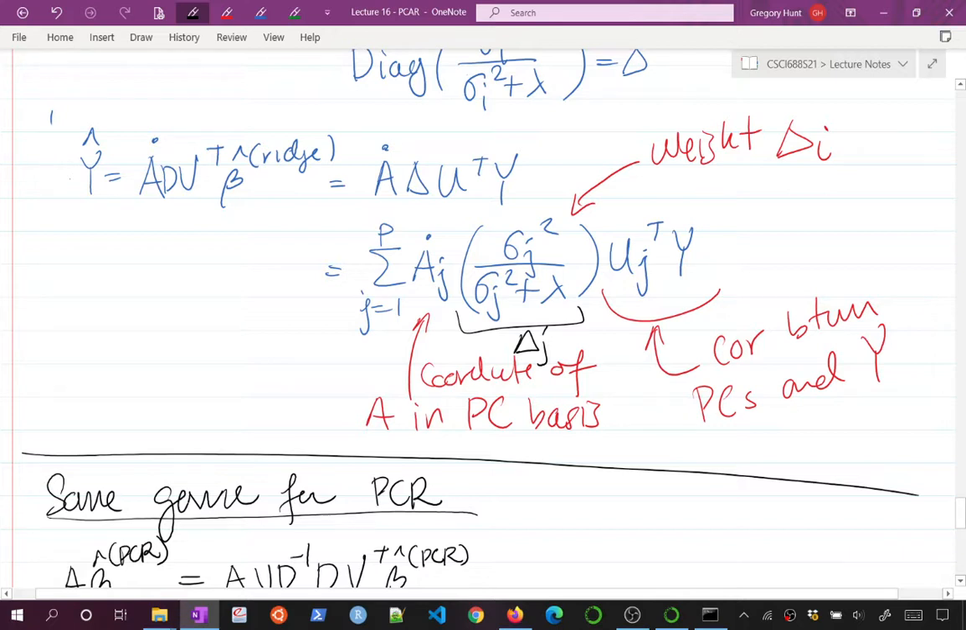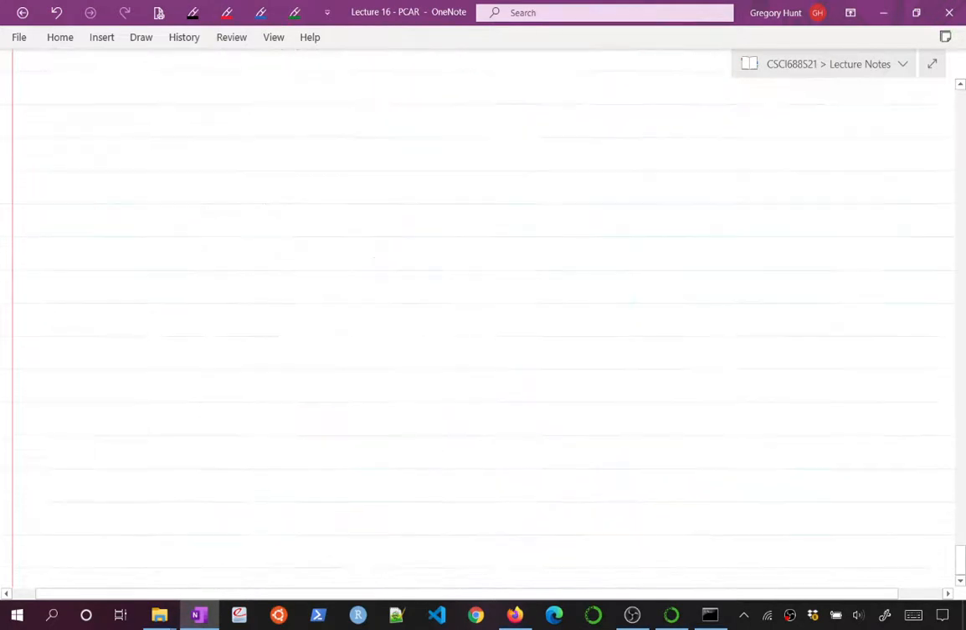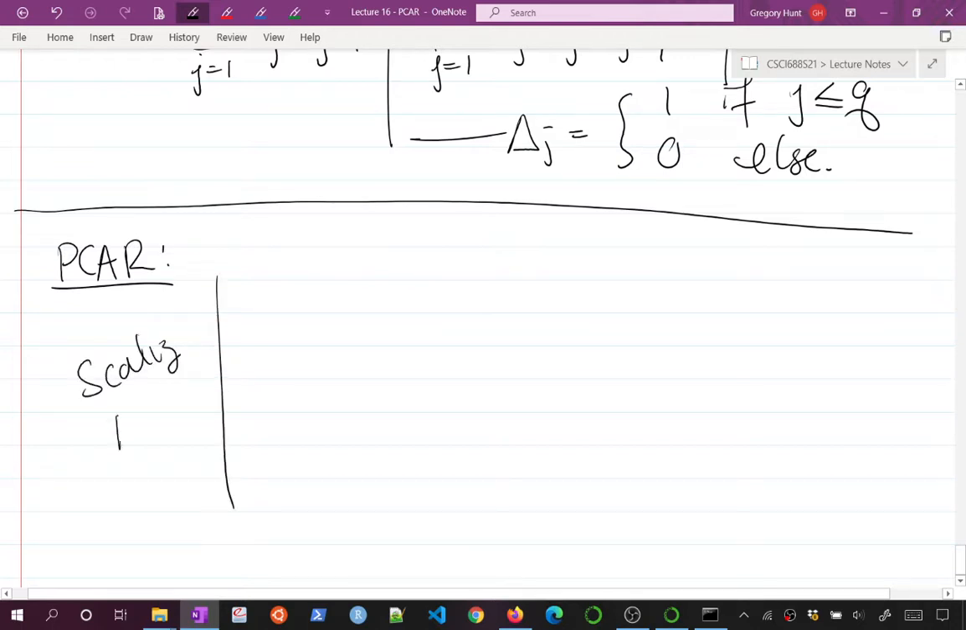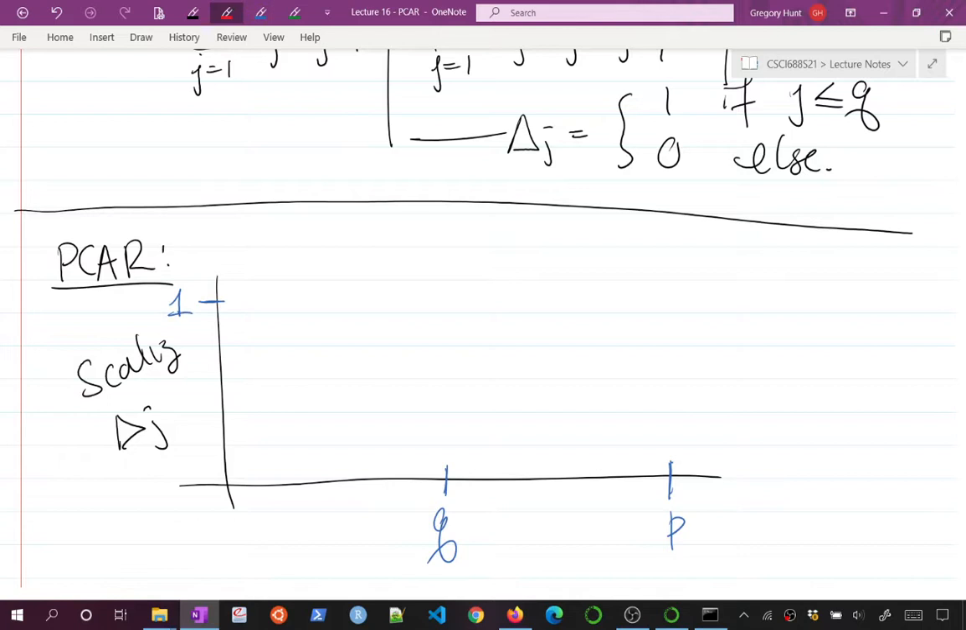So the picture that you can draw is that basically we have some scaling factor, we were calling it delta_j, which is some number between 0 and 1. And for ridge, so here we have Q over here, and P over here. And ridge regression, if 1 is here, looks something like this. It scales these things something like that. So this is kind of what ridge does.